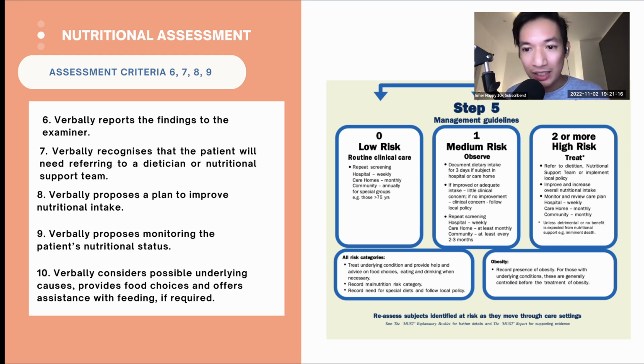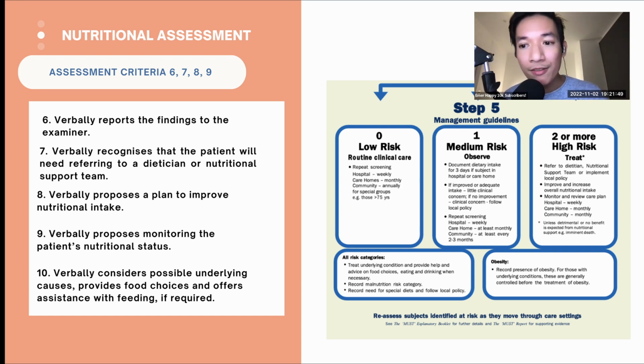For number 1, for medium risk, you have to observe. It says here, document dietary intake for 3 days. If adequate and little concern, hospital weekly, care home at least monthly, community at least every 2 to 3 months. If inadequate, clinical concerns, follow local policy, set goals, improve and increase overall nutritional intake, monitor and review the care plan regularly. Okay? And of course, you will be using your clinical judgment for the scenario, based on the scenario that you will be getting.